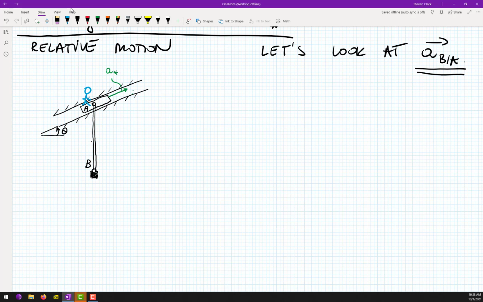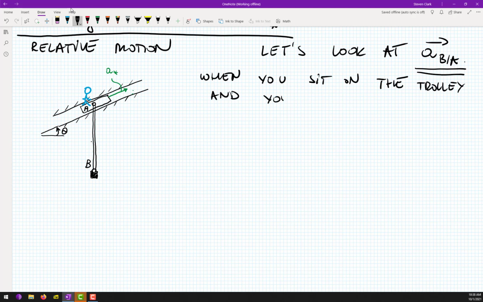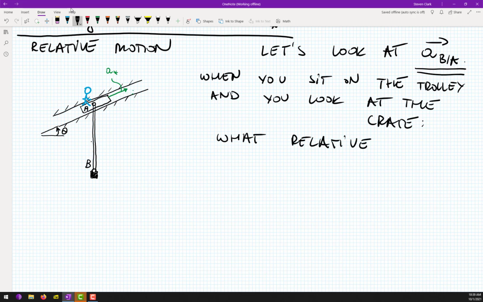Think about it. You can say it out loud. Relative trajectory will the crate have, yeah?